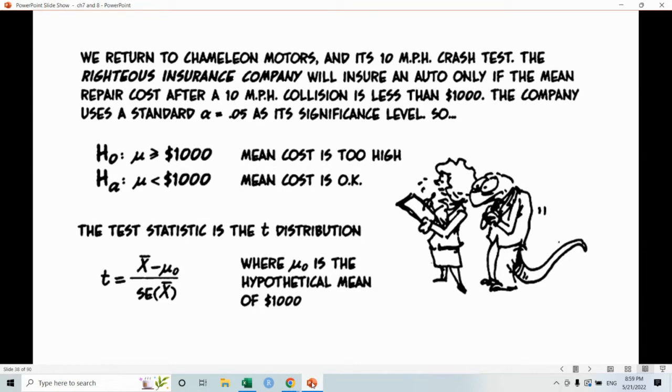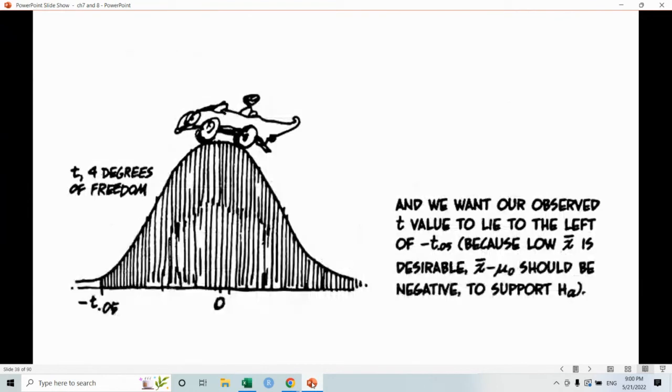So our null hypothesis, H naught, is that the mean, mu, is greater than or equal to 1,000. The mean cost is too high. The alternative hypothesis is that the mean is less than 1,000. The mean cost is okay. The test statistic uses the t-distribution because our sample size is below 30, and thus we need to use a t-test instead of a z-score. It is calculated the same basic way; we just pull the t-statistic from a different table.